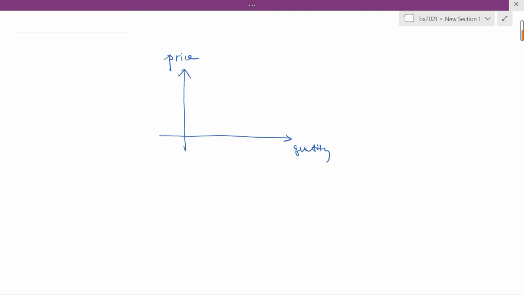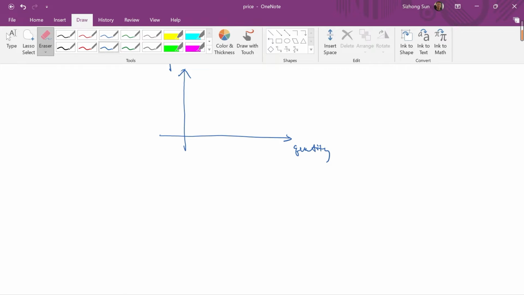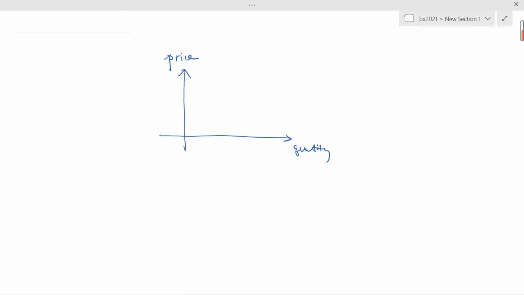Okay, so on the price and quantity space, let me pick an arbitrary point, say point A, which means the price is at this level, P0. Associated quantity, let's look at demand first, the associated quantity demanded is Q0.